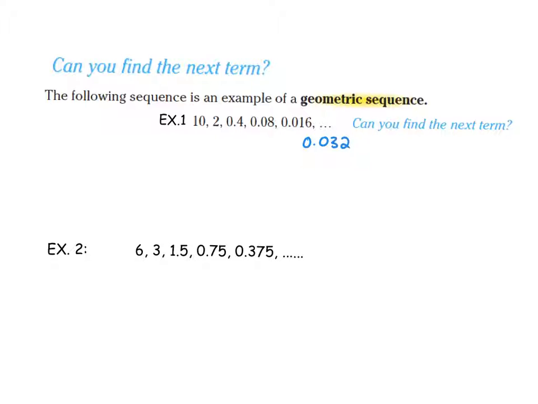What about in this one? 6, 3, 1.5, 0.75, 0.375. What is the common multiple? Divided by 2? Yeah, so 1/2. Right. Okay. So the reason why I want you to think of it as a multiple is because when you go to use your equations and your formulas, that's how that number is identified, as a multiple of. Okay?